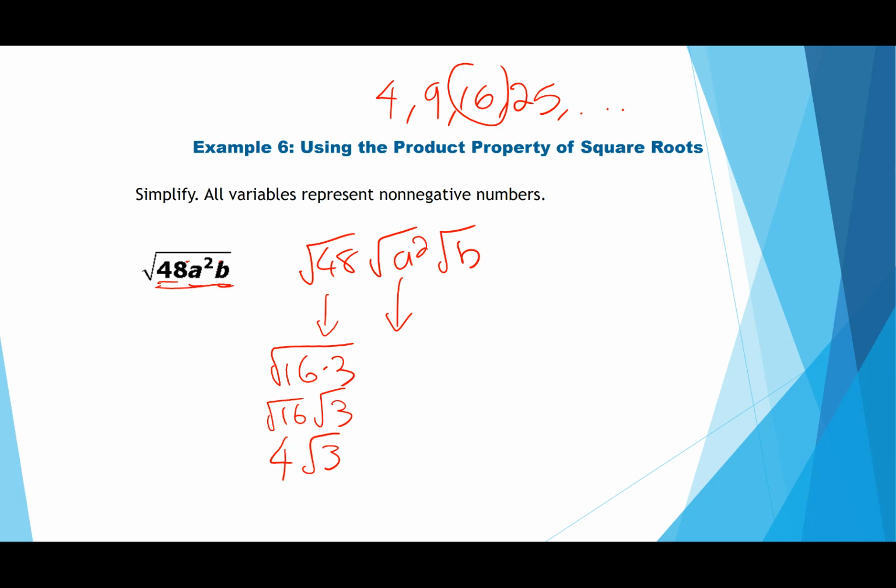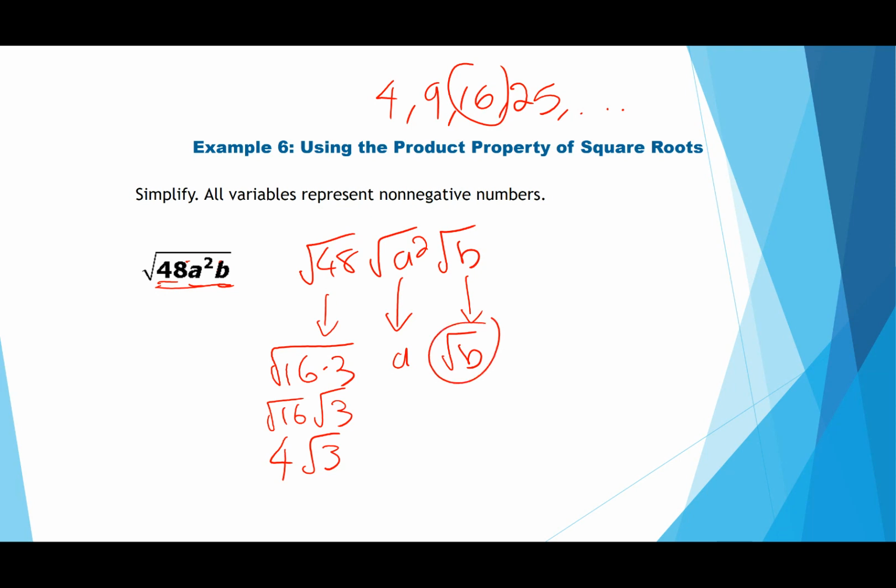As far as square root of a squared goes, this is pretty simple. Because it's an even number, you just take half of it. So it's really just plain and simple a. Square root of b is an odd exponent, but it's just the square root of b. I mean, the biggest even number would be 0, so you can't really do anything with it. It doesn't really simplify. It remains the square root of b.